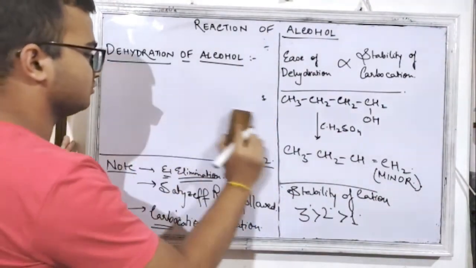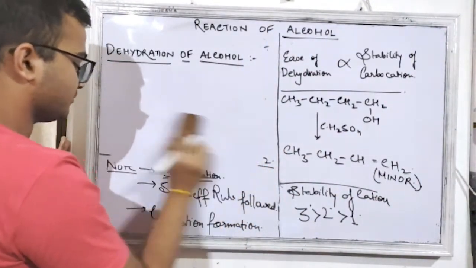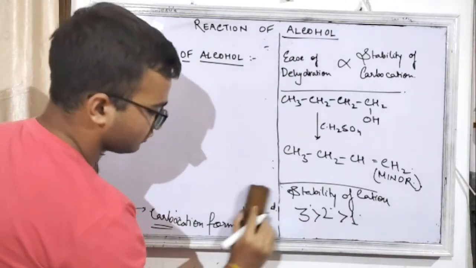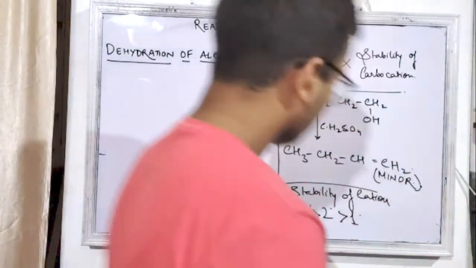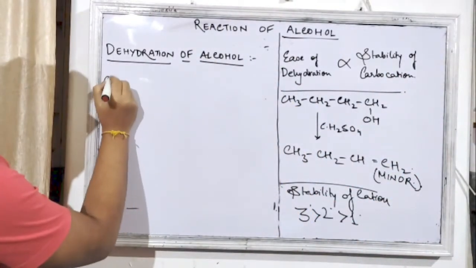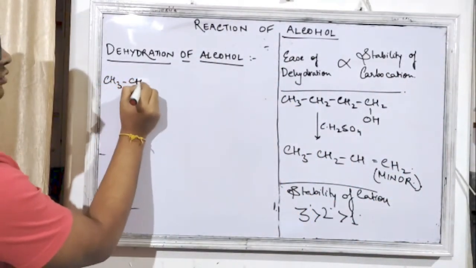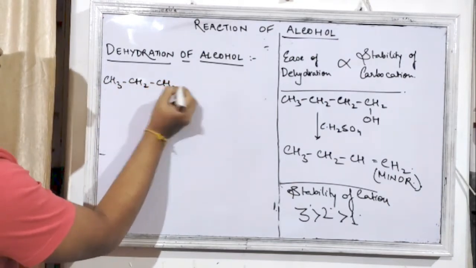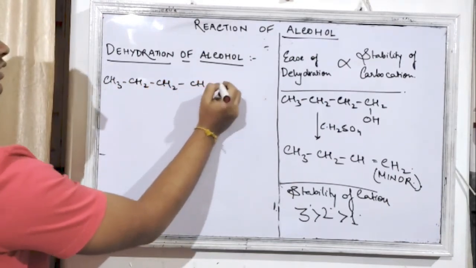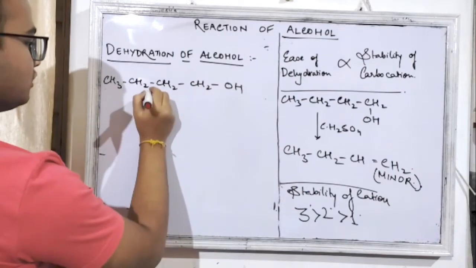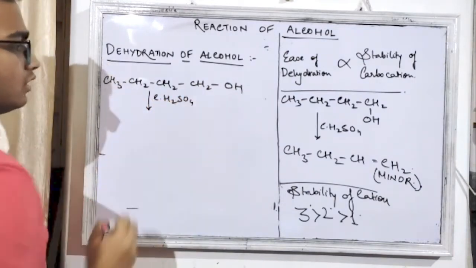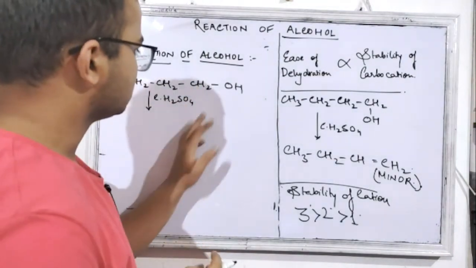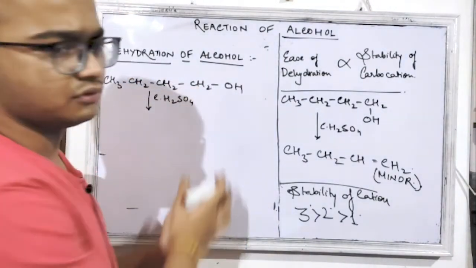Let's clear out this portion and see why this one is the major product. Okay, so let's see the mechanism, what is happening. My compound was this one: CH3, CH2, CH2, CH2, and here was my OH. Now when you treat it with concentrated H2SO4, what does H2SO4 do? H2SO4 will bring out this H and this OH, right?